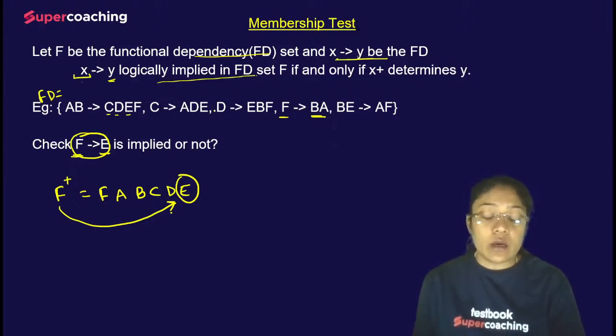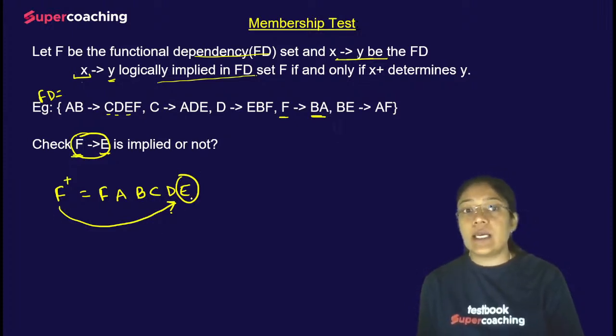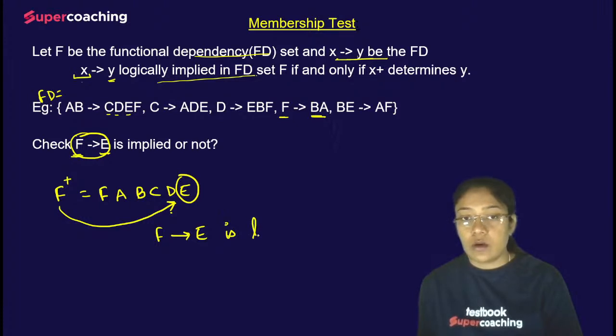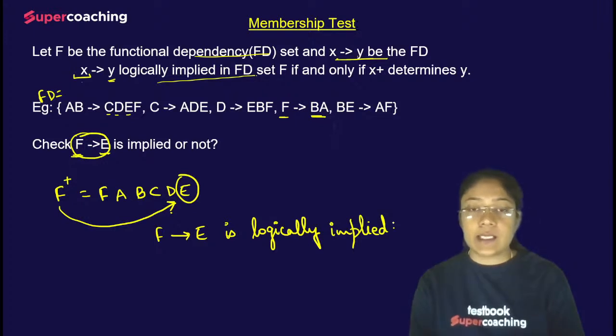Very good evening, Shubham. So is this clear? So I guess this is one of the very simple applications of attribute closure. So here, since F closure is determining E, we can say that F determines E is logically implied. Make sense?